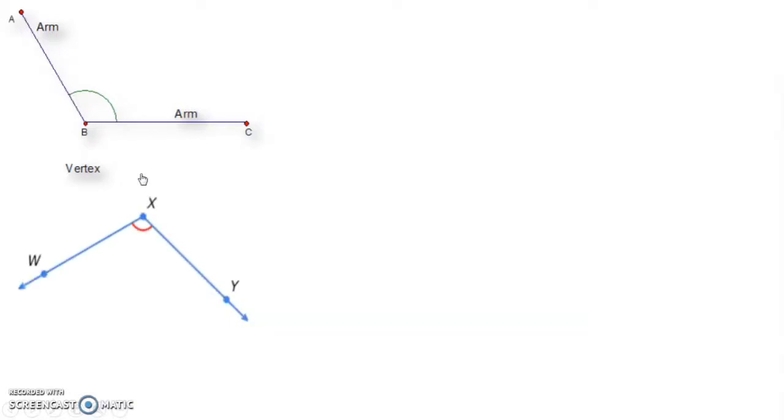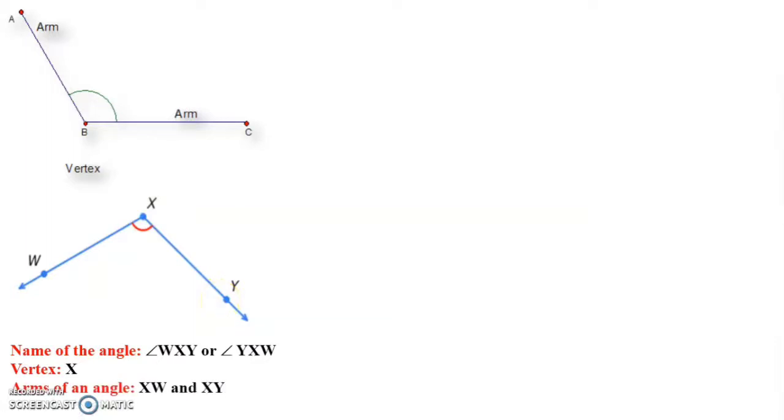Now if we have an angle and we have to name this angle, the name of the angle will be WXY or angle YXW. And the vertex point of this angle would be point X. And the arms of this angle would be from the center point, so XW and XY. Now we'll see a few more examples based on this.